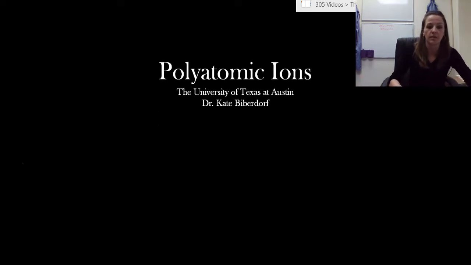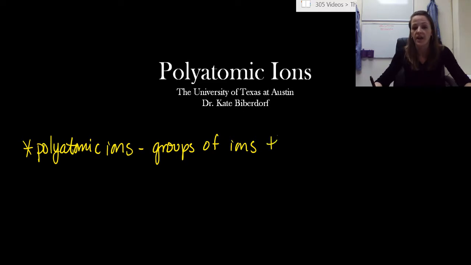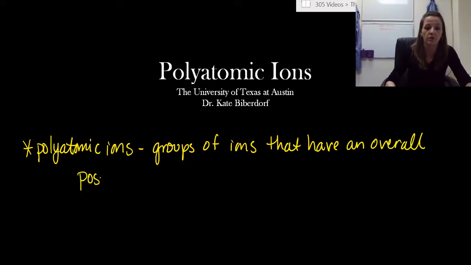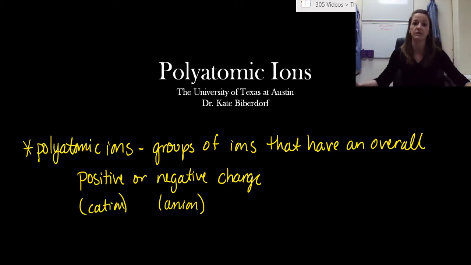So the first thing we need to do is come up with a definition. Polyatomic, meaning multi-atom, ions are simply groups of ions, and it's always a group, it can't be singular, it has to have more than one ion, groups of ions that have an overall positive or negative charge. And these are still considered anions or cations, just depending on whether the charge is positive or negative. But as a whole, we call them polyatomic ions.